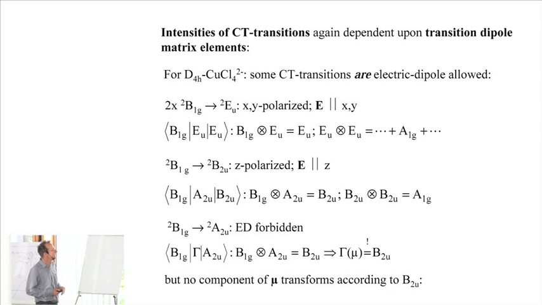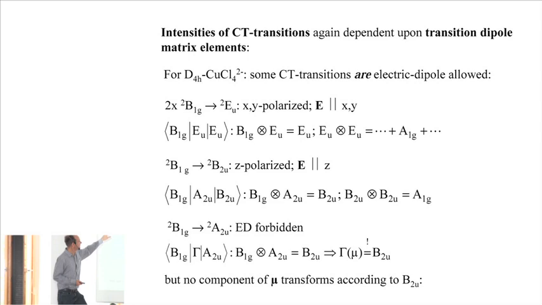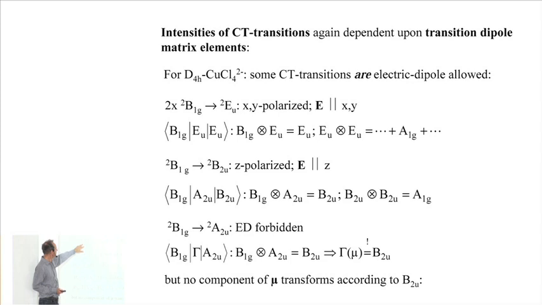And the way we are checking this is just as we did with the d-d transitions in the D2d tetrachlorocuprate, it takes this triple product. For example, B1g to Eu is allowed by Eu, since B1g times Eu gives Eu, and Eu times Eu contains A1g. B1g to B2u is z-polarized, because this matrix element here, if you consider that matrix element, B1g times A2u, so the ground state times operator transforms according to B2u, and B2u times B2u is A1g.